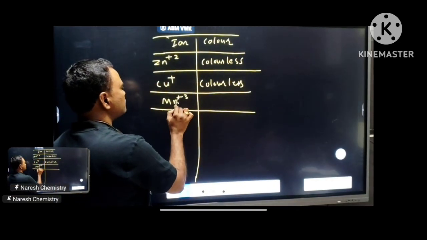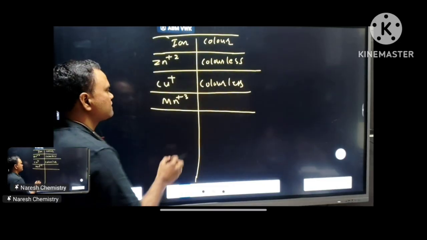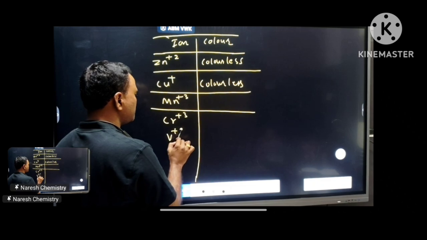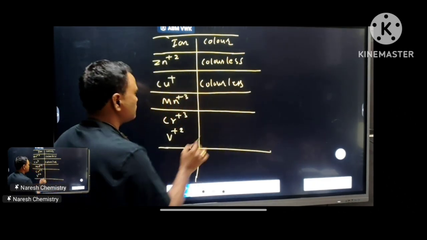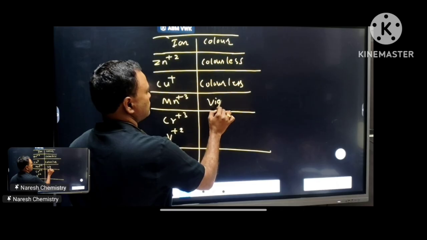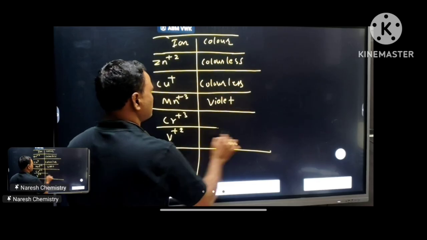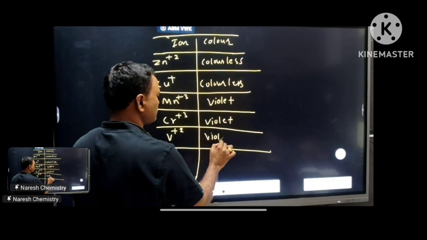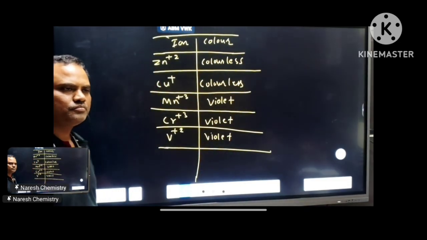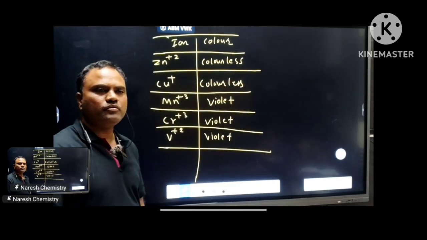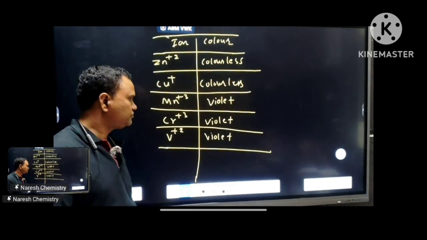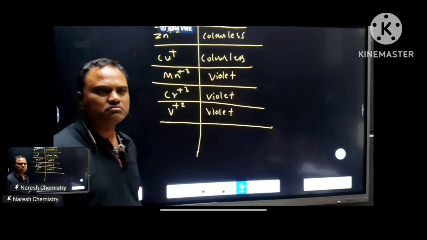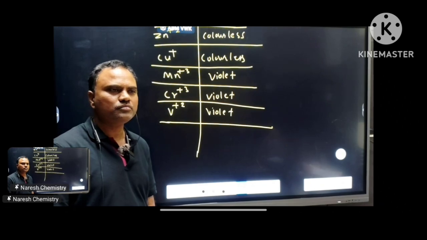Manganese plus 3. Cr plus 3. Vanadium plus 2. Violet color. Try to remember colors. If the situation is bad, then the colors will also come.